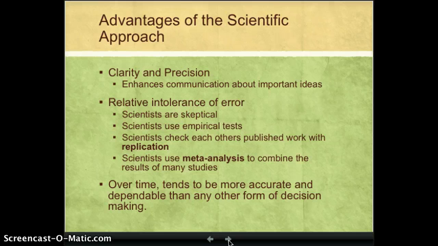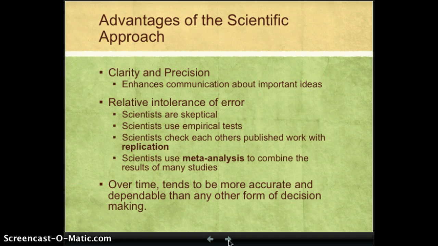Scientists also use empirical tests. This means we use tests based on systematic observations. Scientists also check each other's published work with replication. So if I see a particular study, I can repeat the study to see if I get the same results.